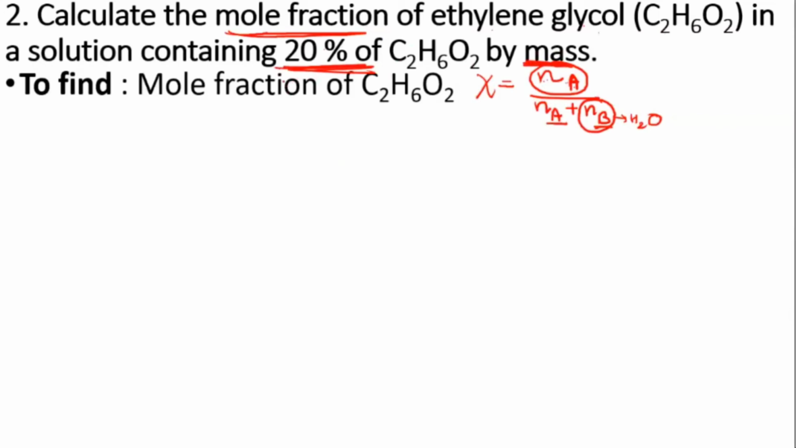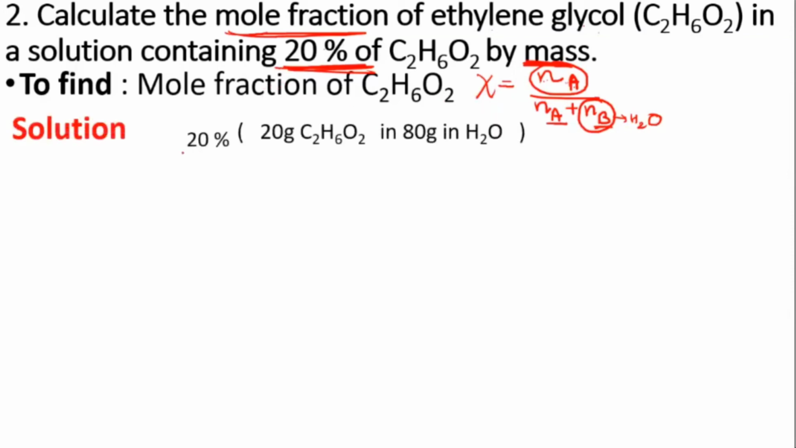20 gram of ethylene glycol is present in 100 gram of the solution. Agree? Everyone? This is correct? So if you have to write solute and solvent separately, then 20% means 20 gram of ethylene glycol and 80 gram of water. Or you can write, as you told me, 20 gram of ethylene glycol in 100 gram of solution.